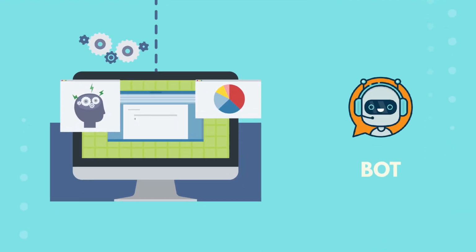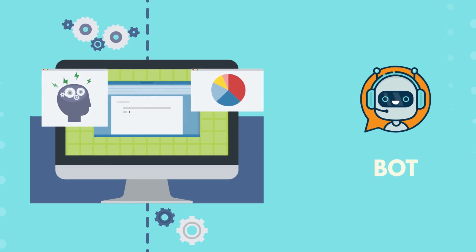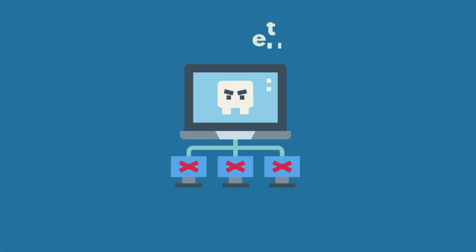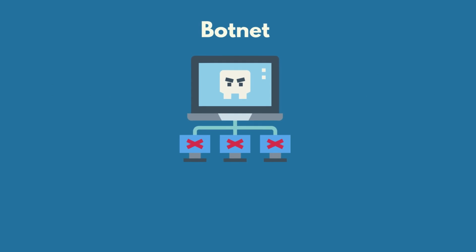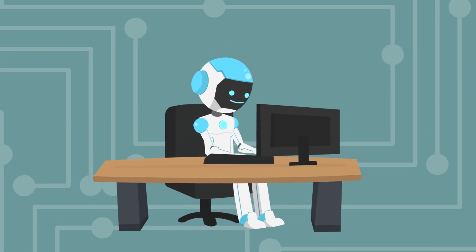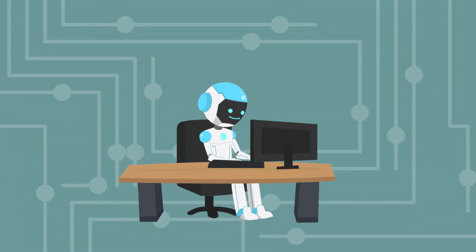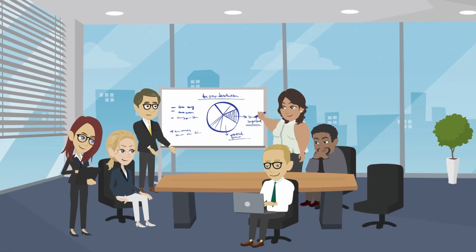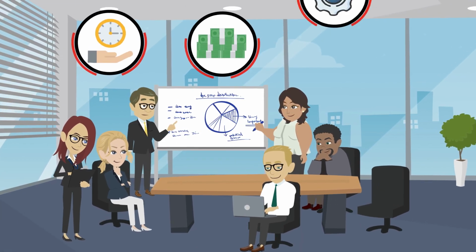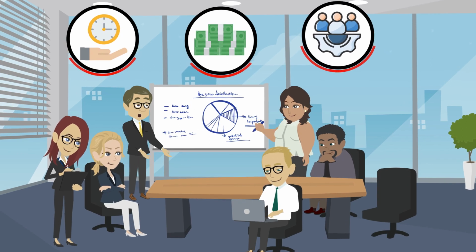A bot is a program or computer that performs automated, predefined tasks. A group of bots is called a botnet. Both bots and botnets can be used in an ethical or malicious manner. They can replicate a human's actions, eliminating the need for extra manual processes. This can save a company money, time, and resources, which is always on the mind of a high-ranked individual in a company.